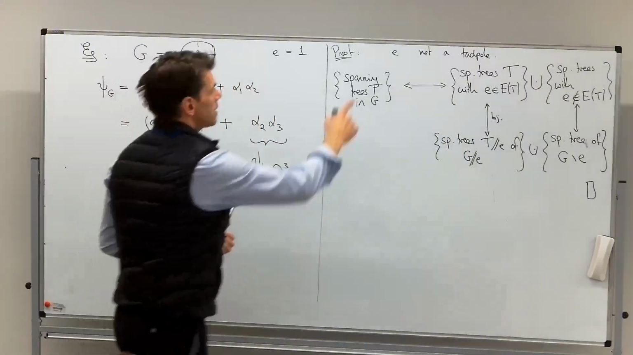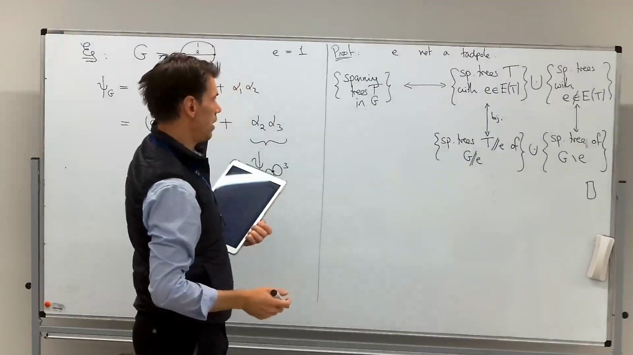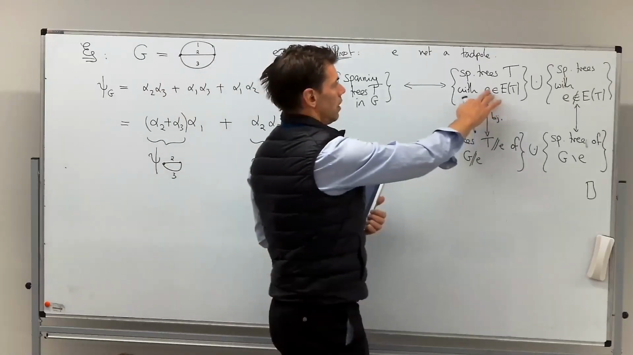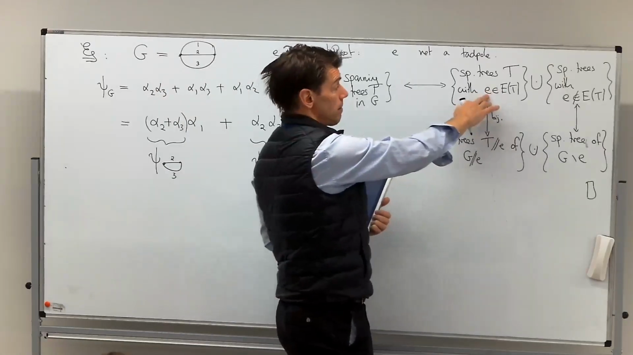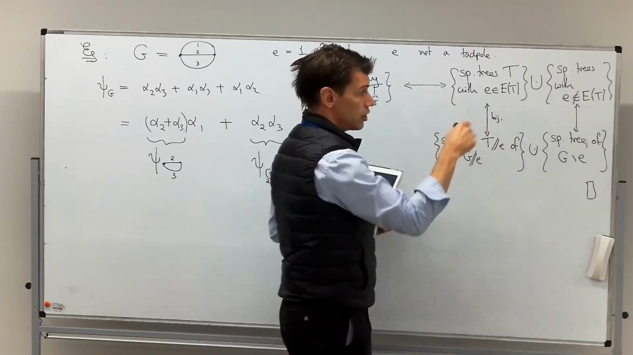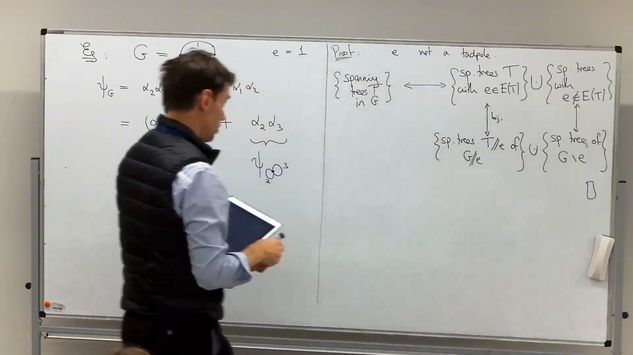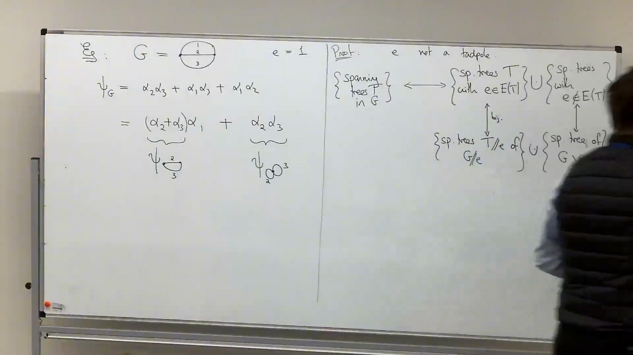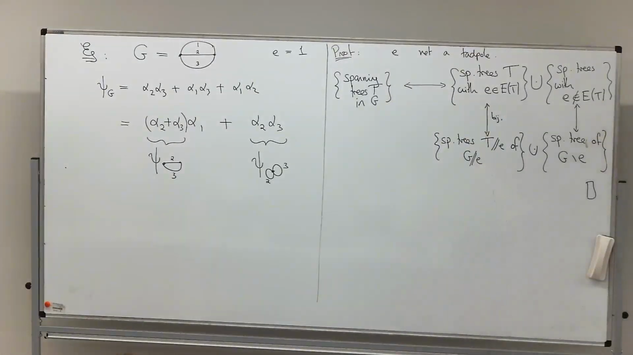And in the case where E is a tadpole, it's essentially the same proof, but you notice that in fact a spanning tree can never contain E, because it would not be a tree if it contained the edge E. The edge E contains a loop. So it's an easy exercise to deduce this from this simple idea.